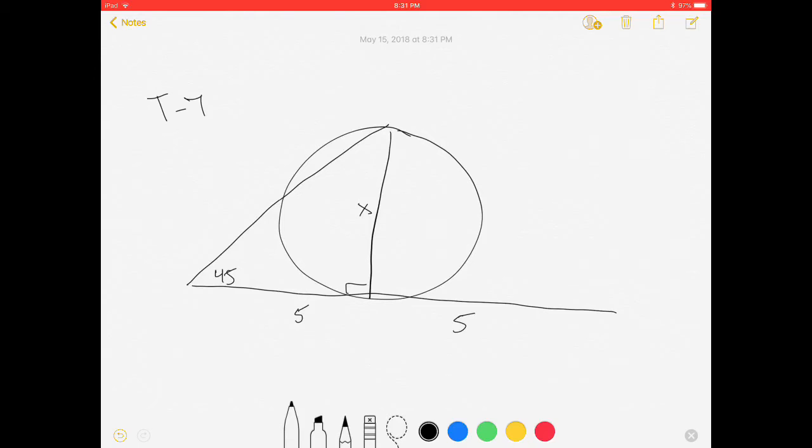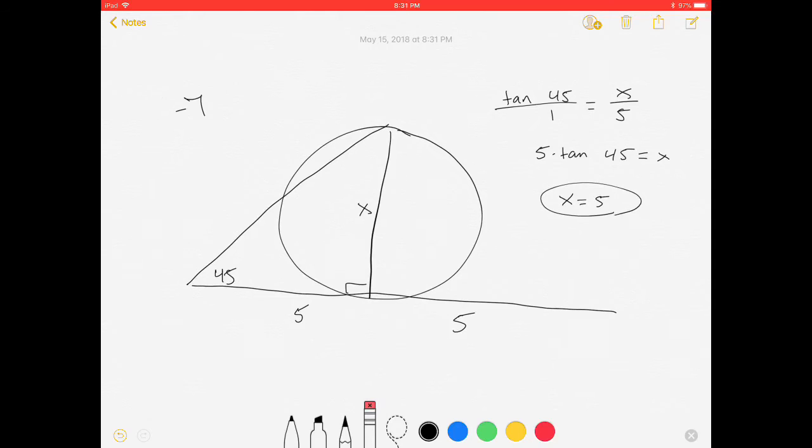So we just do the Pythagorean theorem. Actually, no. We use SOHCAHTOA. So tan 45 over 1 equals x over 5, so we know that it's 5 times tan 45 equals x, which x then equals 5.